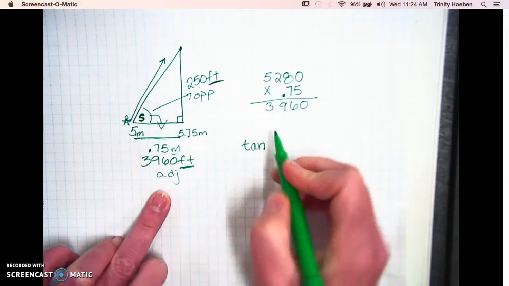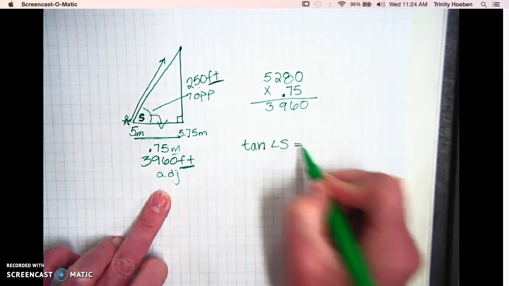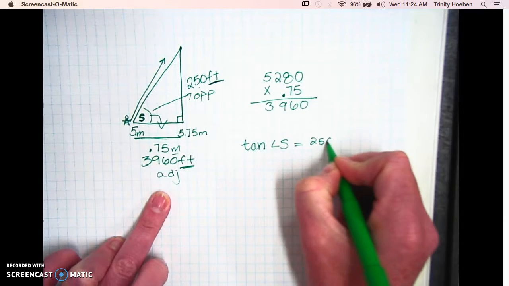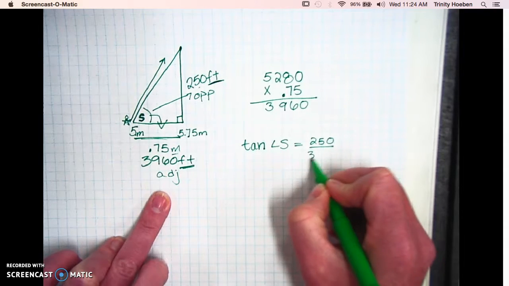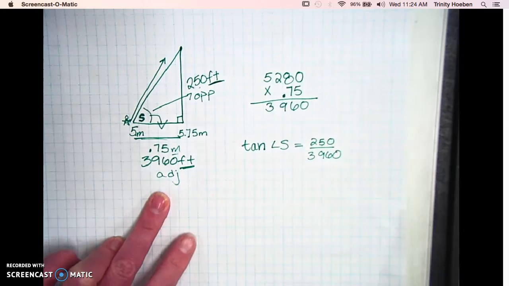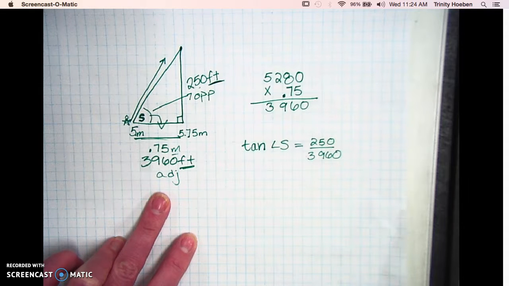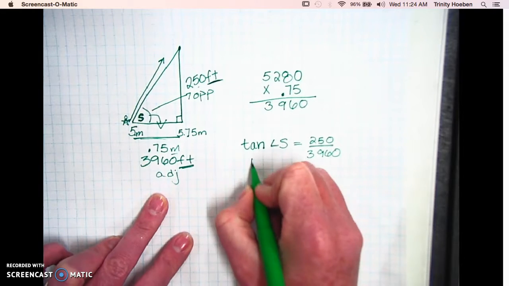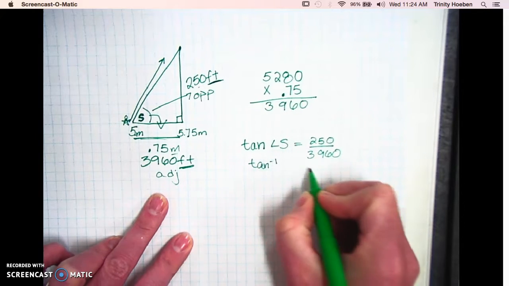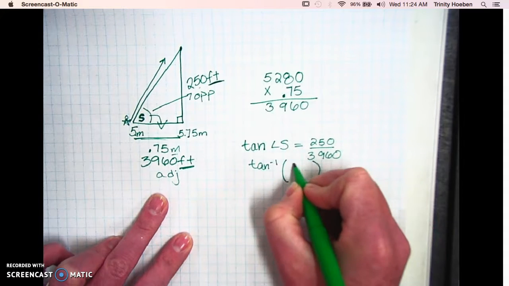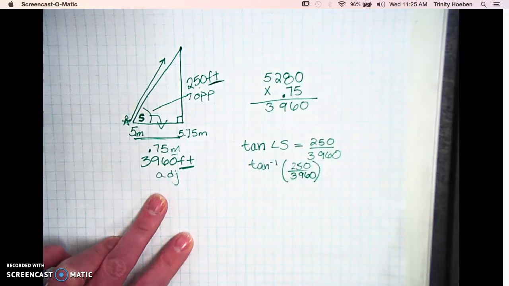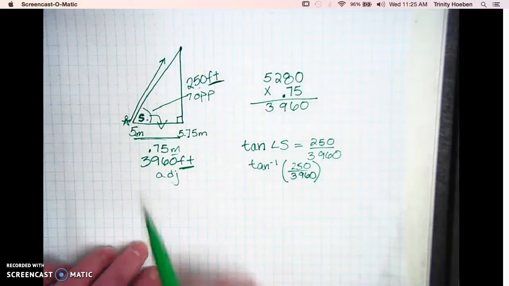So we want to get angle S, right? And we know that it's the opposite, which is 250, over the adjacent, which is 3,960. And we need to decide, are we going to use regular trig or inverse trig? Inverse trig. We're looking for inverse trig because we want the angle. So we're going to say the inverse tangent of that ratio, 250 to 3,960, and it's going to give us this angle right here.